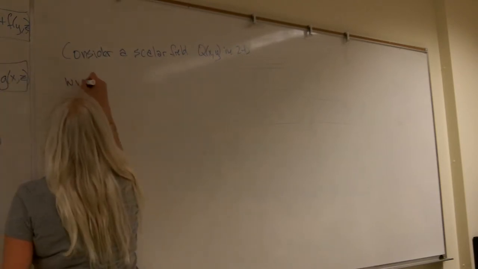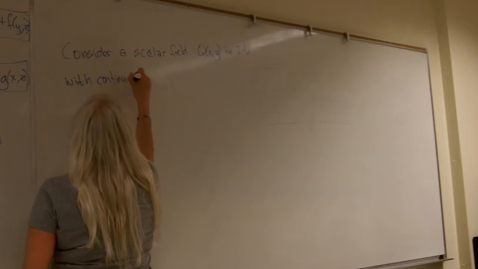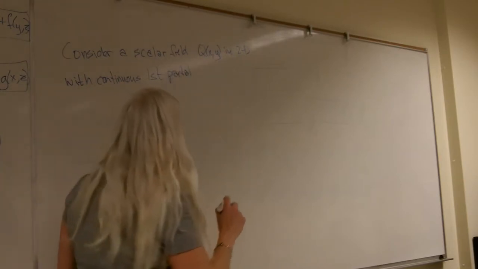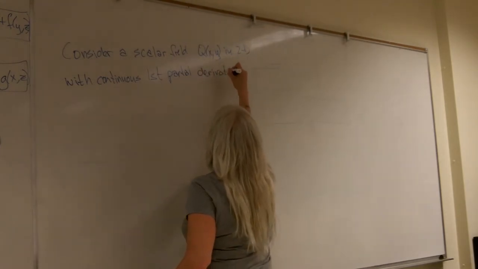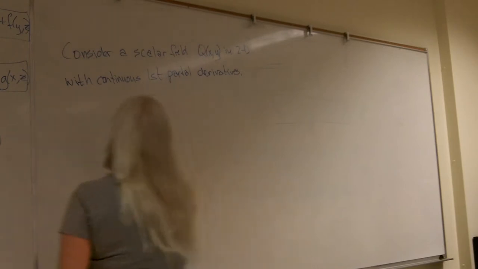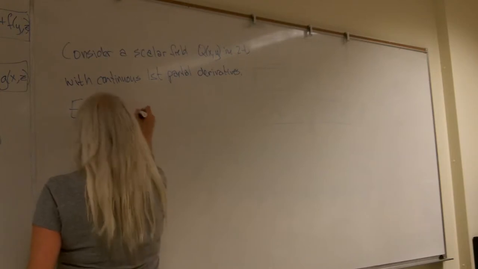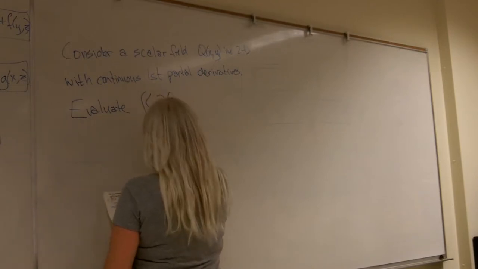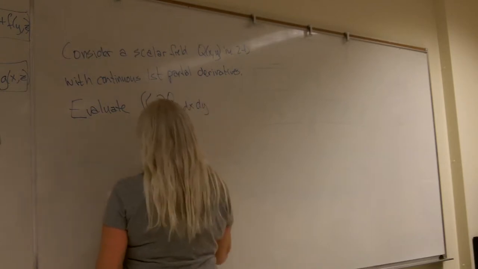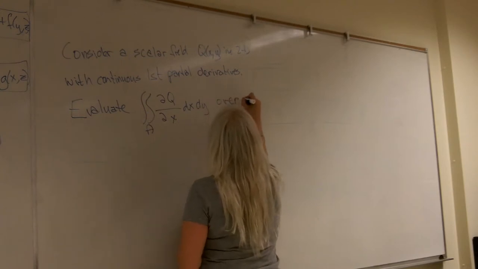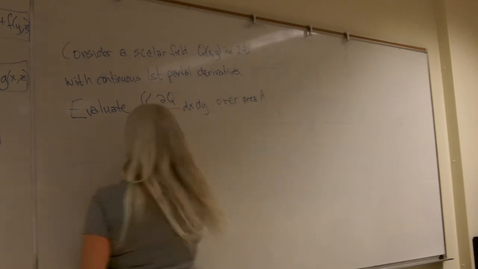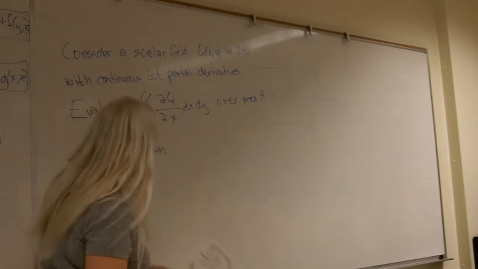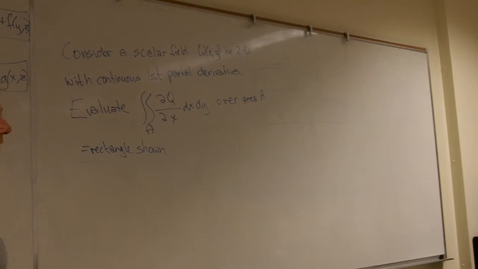And let's assume that the first partial derivatives of this function with respect to both x and y, in other words, dQ/dx and dQ/dy, are both continuous. Let's evaluate the following integral: the partial derivative of Q with respect to x. We're going to integrate over both x and y.